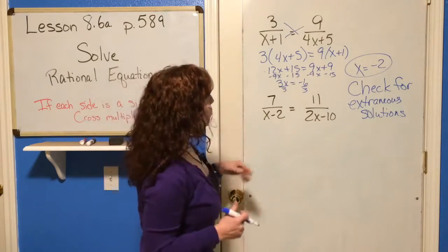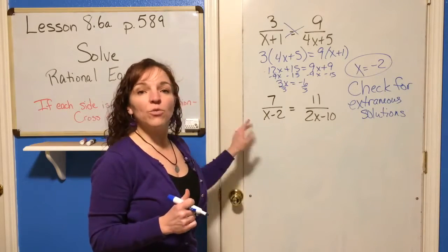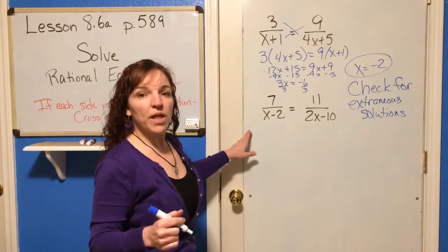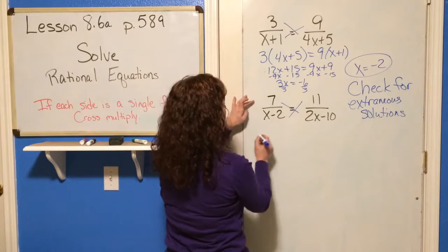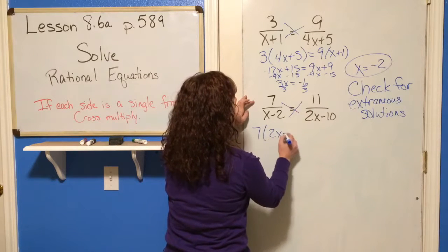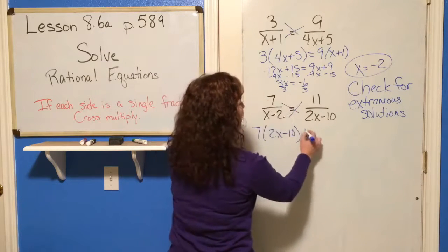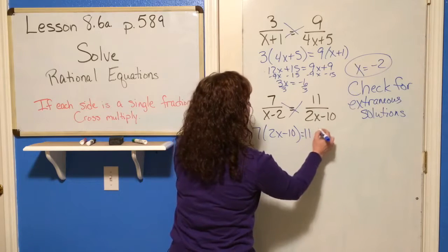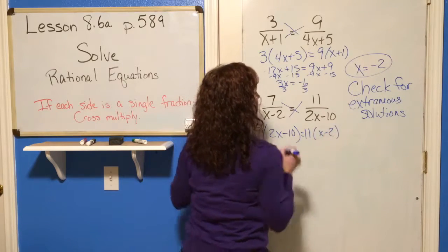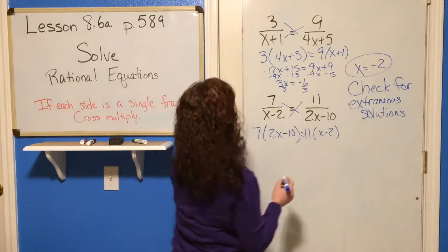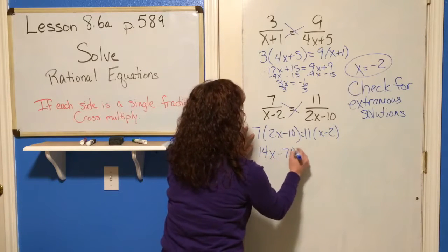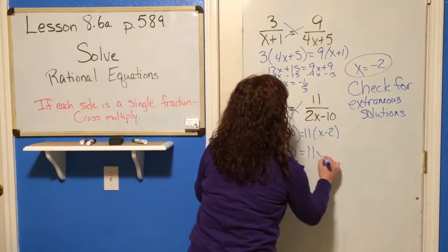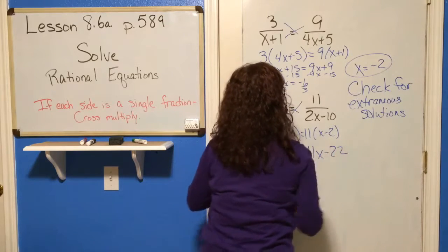All right, let's just do one more. See if you can do it quicker than I can. Write it down quick. Start cross multiplying and start solving. Here we go. I'll race you. We've got 7 times 2x minus 10 and 11, equals 11 times x minus 2. Did you get that already? You beaten me? Okay. 7 times 2 is 14x minus 70 equals 11x minus 22.